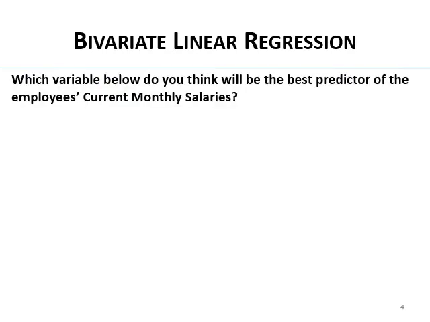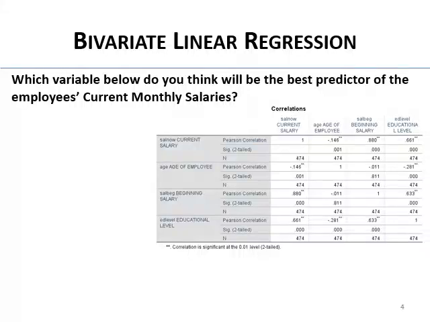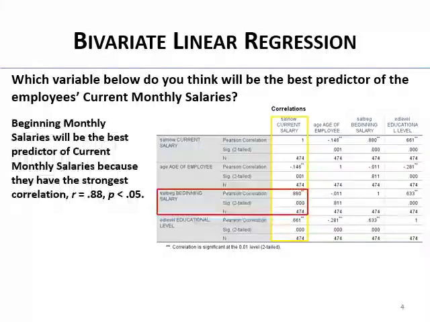Which variable below do you think would be the best predictor of employees' current monthly salaries? Here's a correlation matrix. The first column is current monthly salary. Well, it's going to be the one with the strongest correlation, right? So negative 0.14, 0.88, and 0.661. It's going to be the 0.88. That variable, which is beginning salary, is going to be the best predictor of current salary.